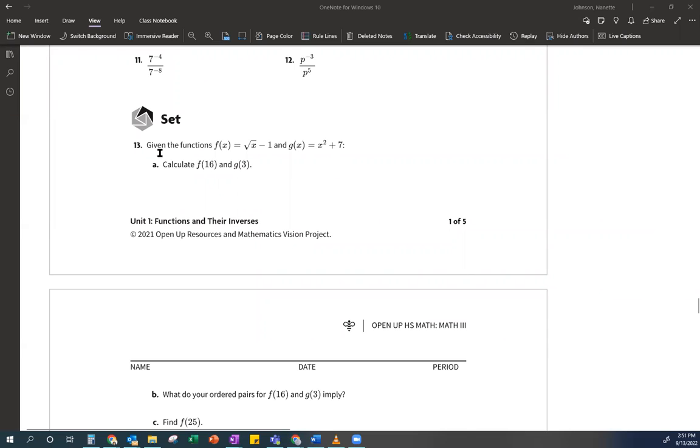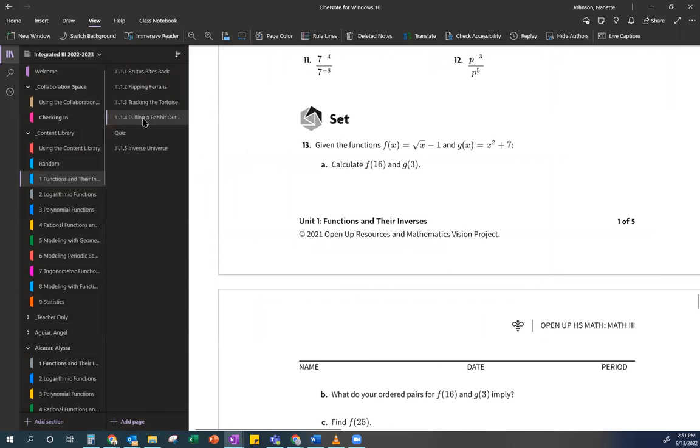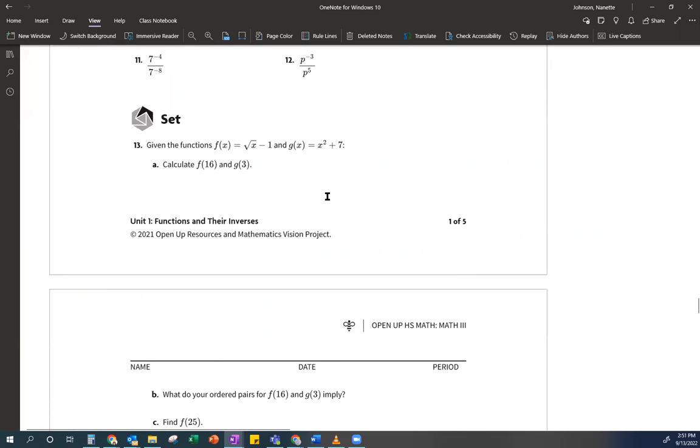We are doing 1.4, number 13. If you have a question on that, here's the answer. The very first question says calculate f of 16 and g of 3. When I see this, my brain says x is 16, what is y? That's all they're asking. They're asking you to substitute.